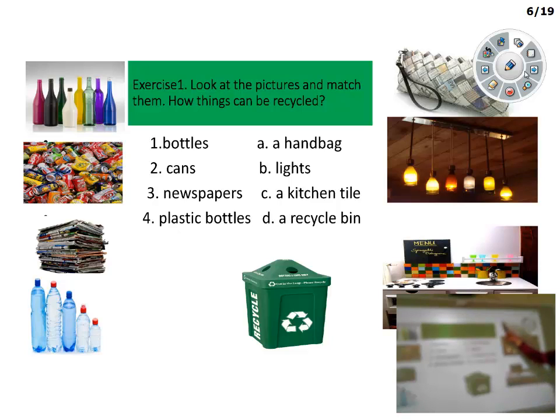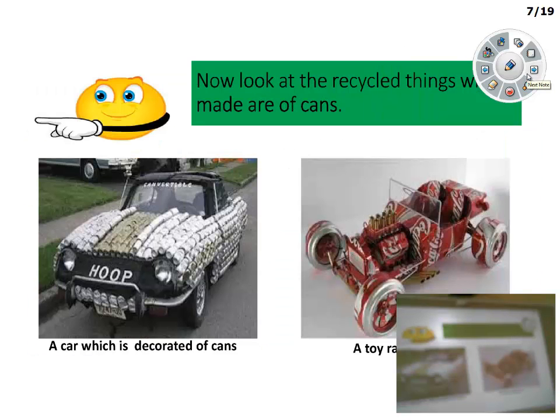And we use the newspapers and we can make bags. And we can use used bottles for the lights. Also we can use the cans for the kitchen tile, and also we can use the used plastic bottles for the recycle bin. Okay, now please look at these pictures again and enjoy them. What things can you make of the old and used things?